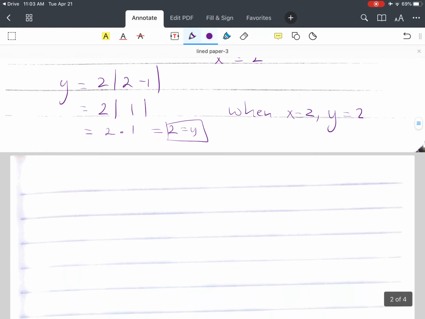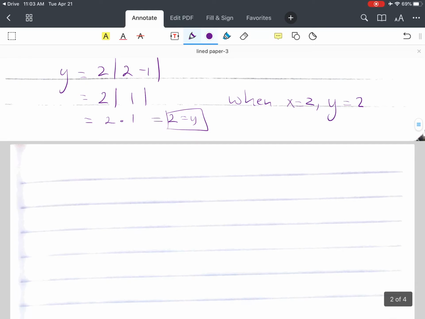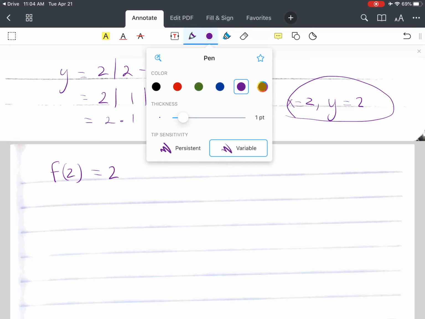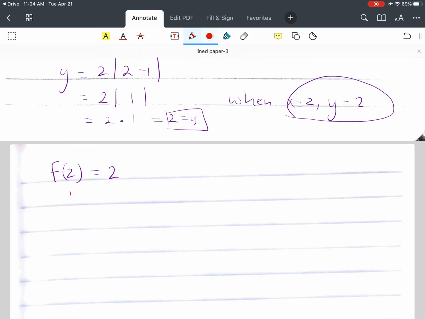One last thing before I let y'all head out and do your work. Another way to say this, it's going to be kind of confusing. Another way to say that is f of 2 equals 2. What this means is, let me use a different color for this. That means x equals 2. That means y is equal to 2.